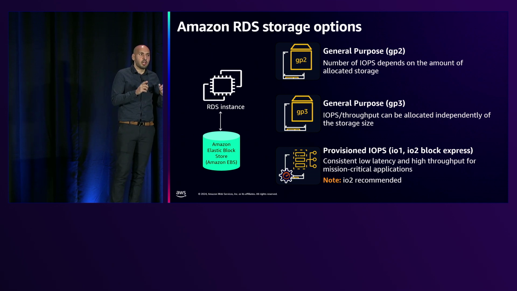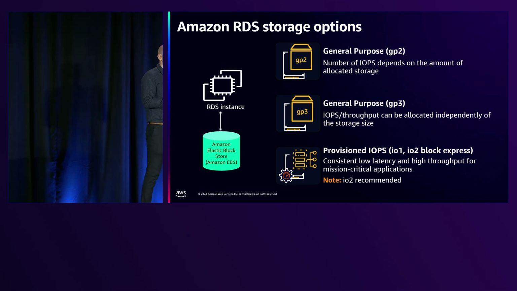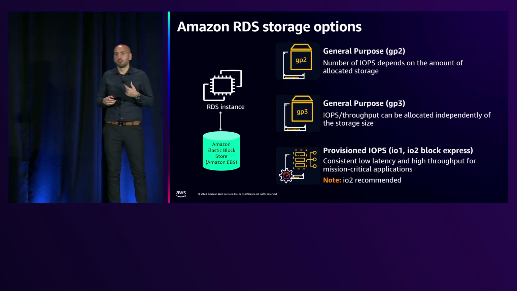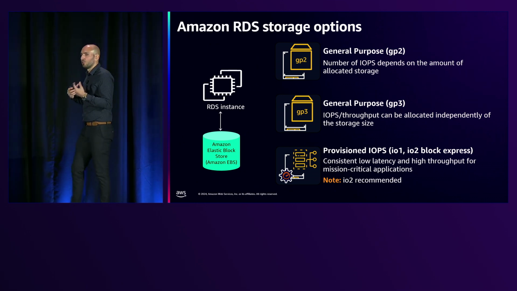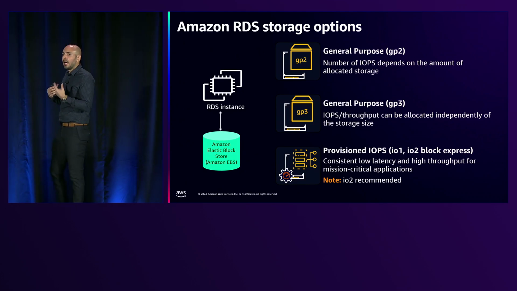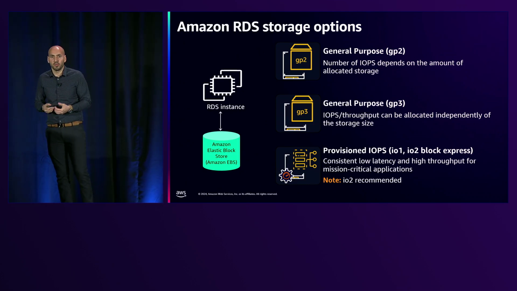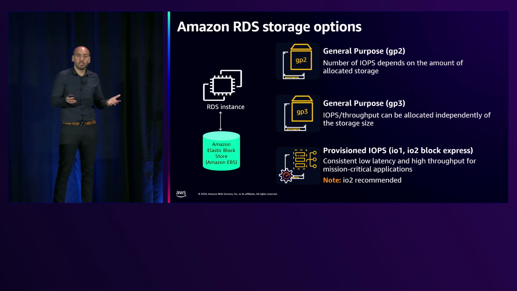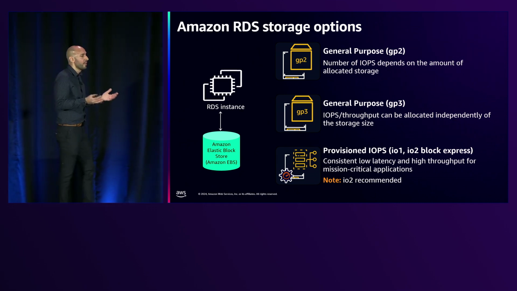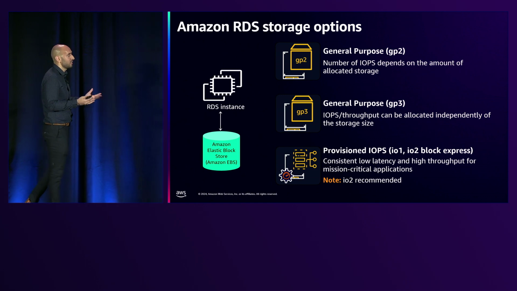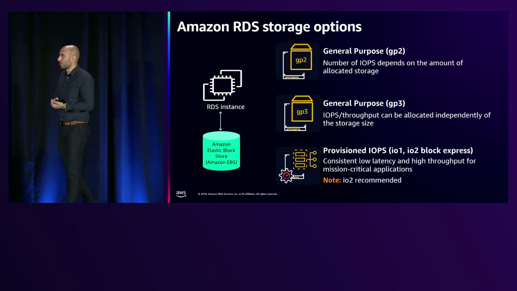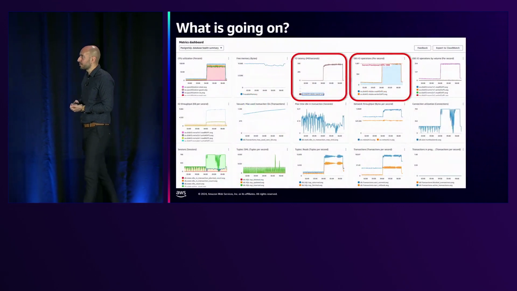By the way, IO1 and IO2 are priced the same. So if you are using IO1 today, you can and you should consider moving to IO2 to benefit from improved performance and durability, without additional cost increase. So definitely recommended to move from IO1 to IO2. It's an online operation, but as we always say to our customers, please test that in a pre-production or non-production environment before you do so in a production environment.